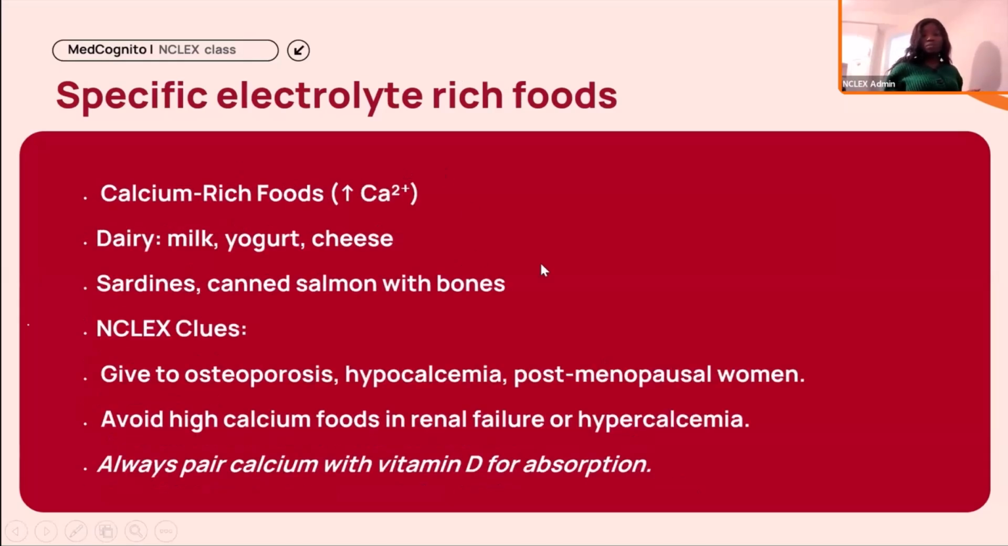Also, let's look at calcium. Calcium rich foods, milk, yogurt, cheese.